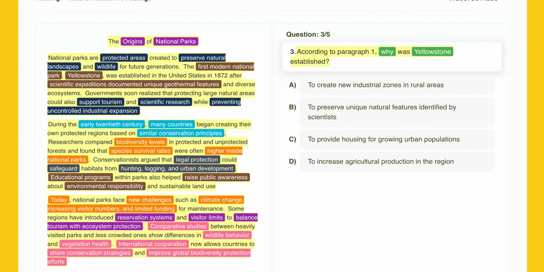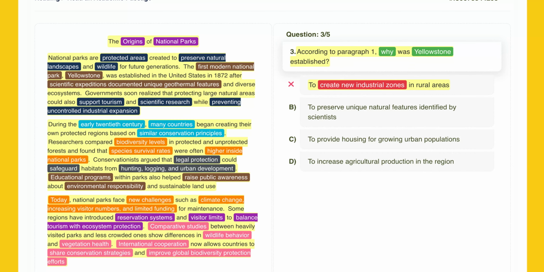Let's take a closer look at option A, to create new industrial zones in rural areas. Option A says it was to create new industrial zones. Paragraph 1, sentence 3 actually says the goal was preventing uncontrolled industrial expansion. This contradicts the text. Therefore, this is incorrect.